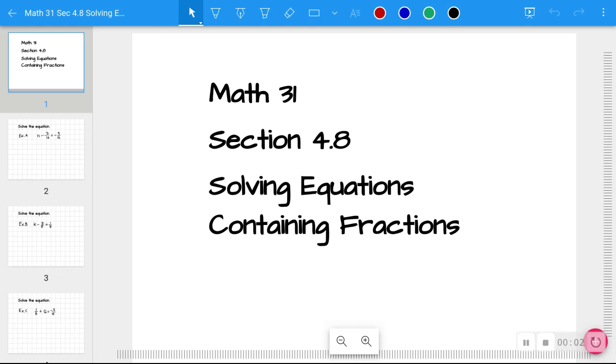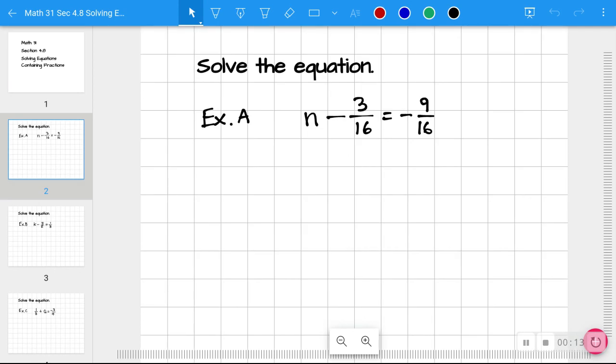Okay, we're looking at section 4.8 for Math 31. And in this section, we'll learn how to solve equations that have fractions in them. Our first example here is n minus 3/16 equals negative 9/16.